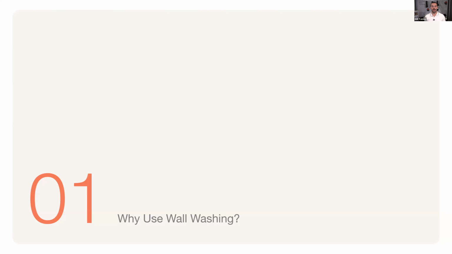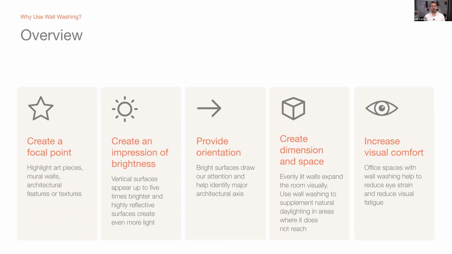So to start off with, why do we want to use wall washing in the first place? There's a number of benefits that you get from wall washing in architectural lighting. One, it can really help to create a focal point. Whether it's highlighting artwork or mural walls, any sort of architectural features, textures, things like that, wall washing does a great job of illuminating large surfaces in a nice, even manner. So it helps to really highlight things and bring out those focal points in an architectural space.